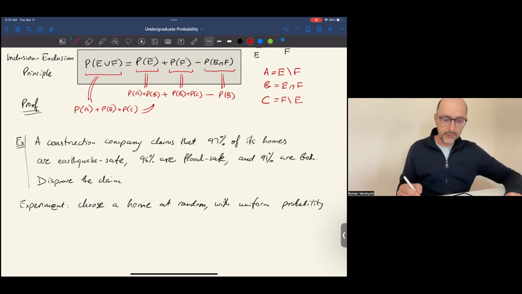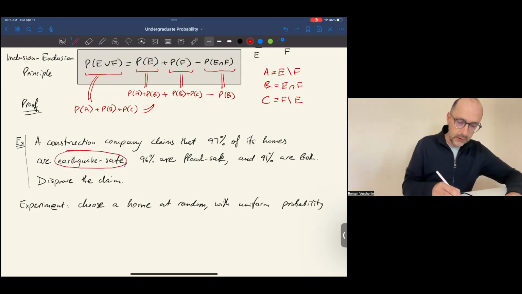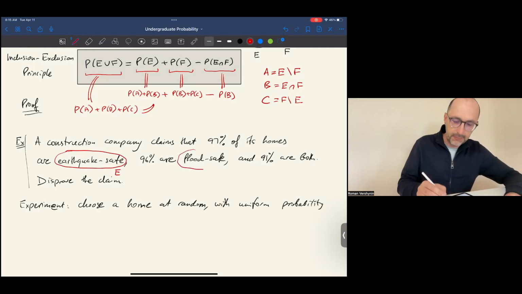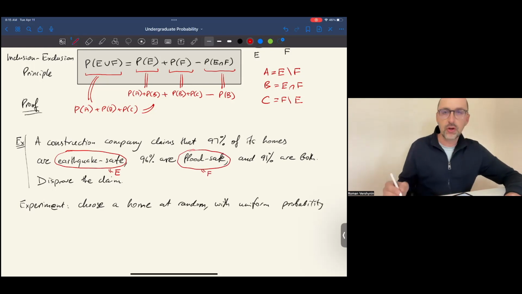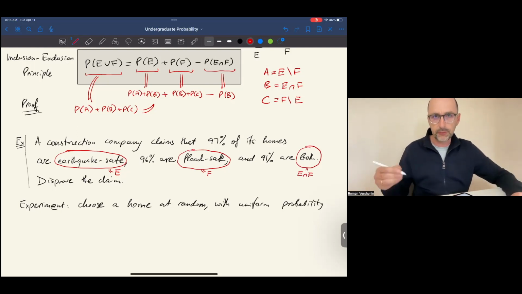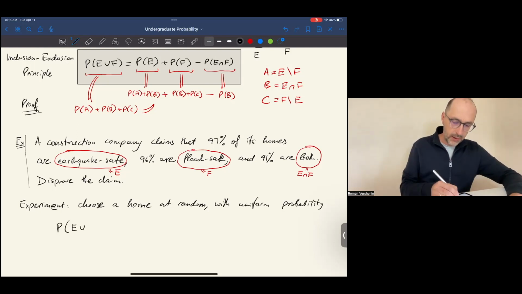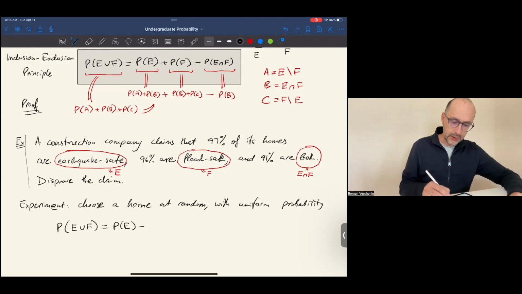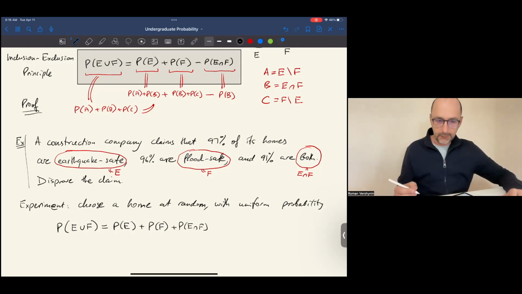And let's look at these 3 events. E will be the event that the chosen home is earthquake safe. F will be the event that the chosen home is flood safe. And E intersection F is the event that it is both earthquake and flood safe. And now let's compute the probability of the union, the probability that the chosen home is either earthquake or flood safe, or both. According to the inclusion-exclusion principle that we just proved, we have this formula.